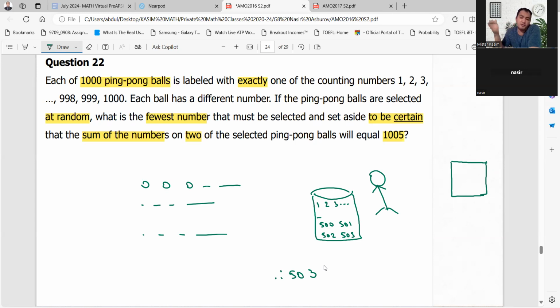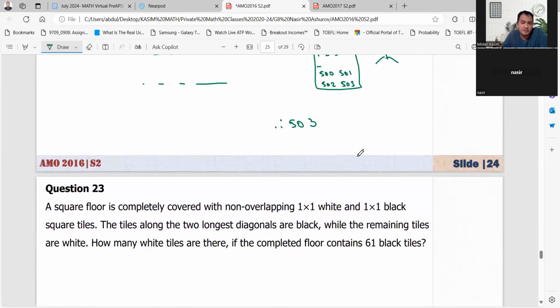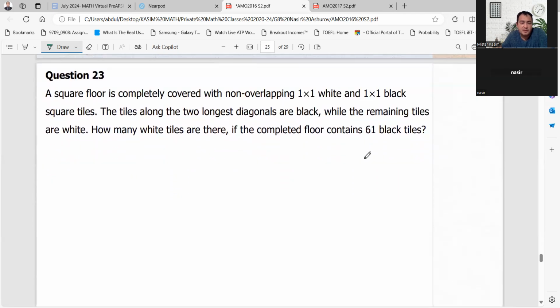We may have maybe four balls, or maybe six balls, I mean two different pairs or three different pairs. But I know that at least two balls have a sum of 1005. And what is the most beautiful case here? You choose the first number, it is 502, and the second ball, it is 503. That is possible, but that is the most beautiful case, right? Okay, so that's why the answer is 503. It's about the pigeonhole principle. Let's continue.